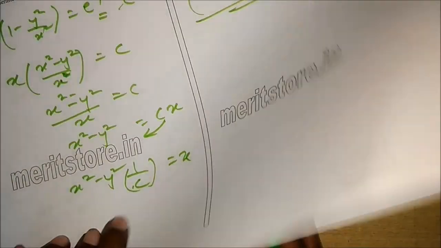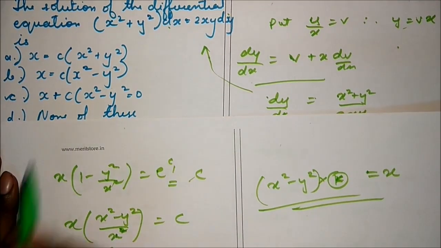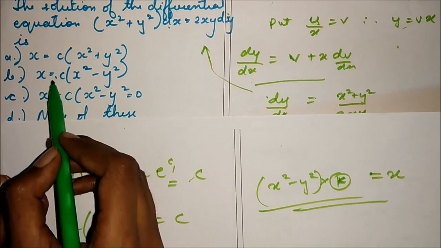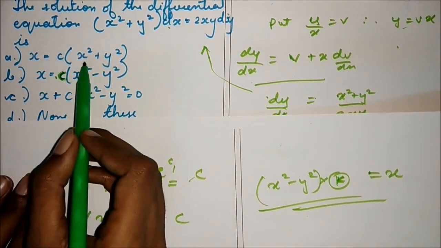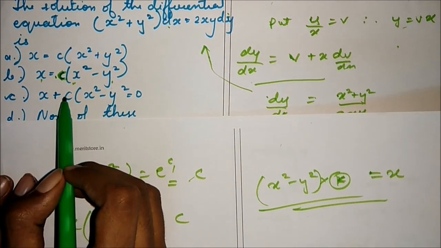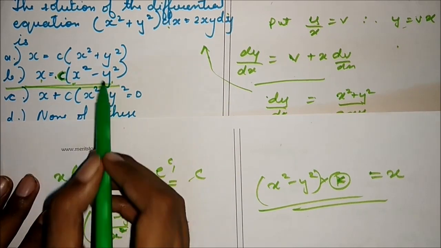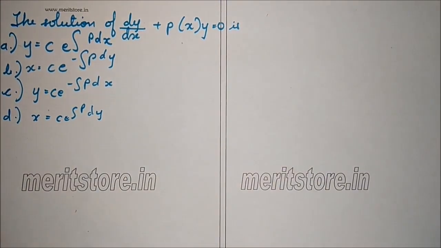So from the options, if we compare it, x is equal to any constant c, the integration constant, into (x square minus y square), which is option B.